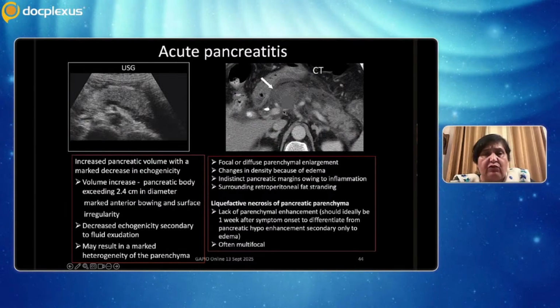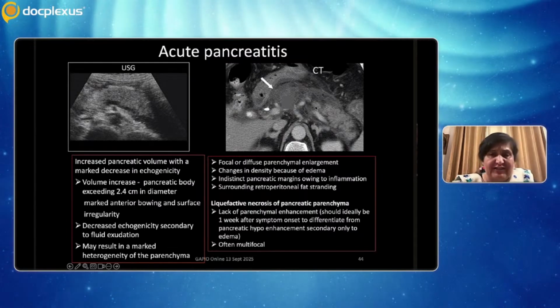On CT, what you would see would be focal or diffuse pancreatic enlargement. There would be changes in density because of the edema. The margins become indistinct, and the fat around it shows fat stranding. There is also associated retroperitoneal fat stranding. There may be liquefactive necrosis of the pancreatic parenchyma as well.